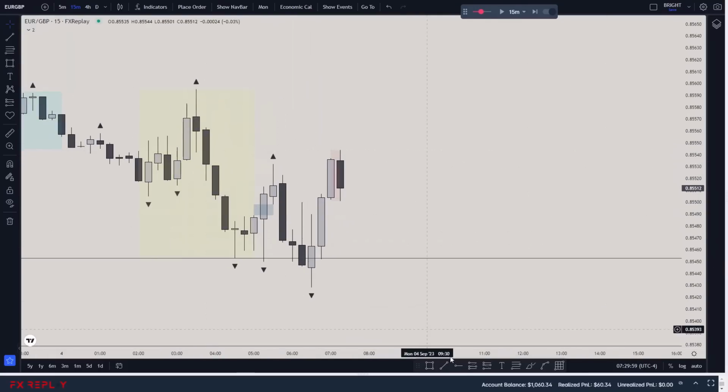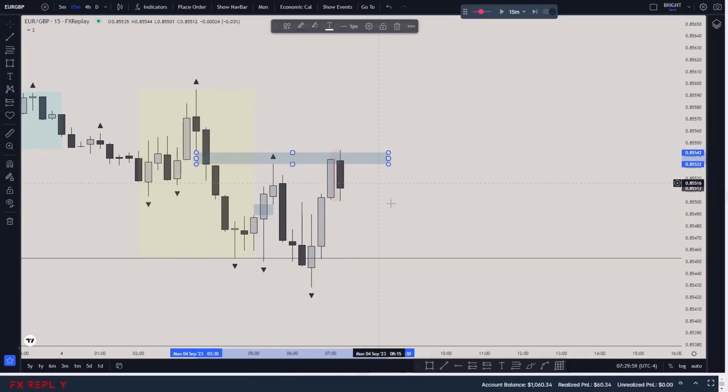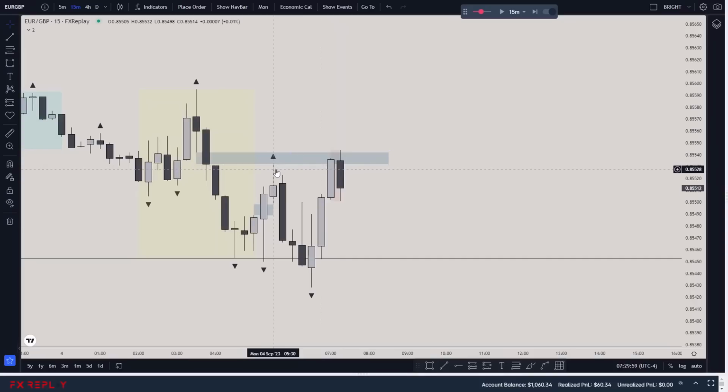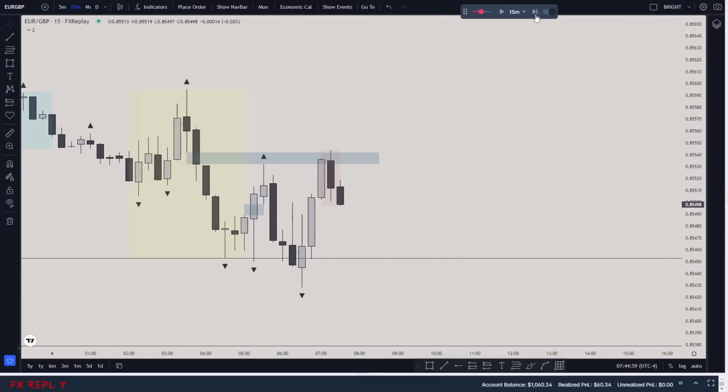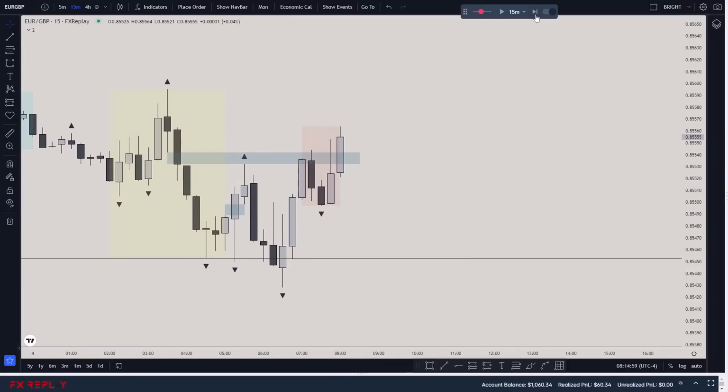This fair value gap, actually price closing above this fair value gap, is my market structure shift right here. You see how price did not displace above this high? What is a market structure shift? It's displacement above highs and lows, right? You see price is coming lower. Now there is a closure above.